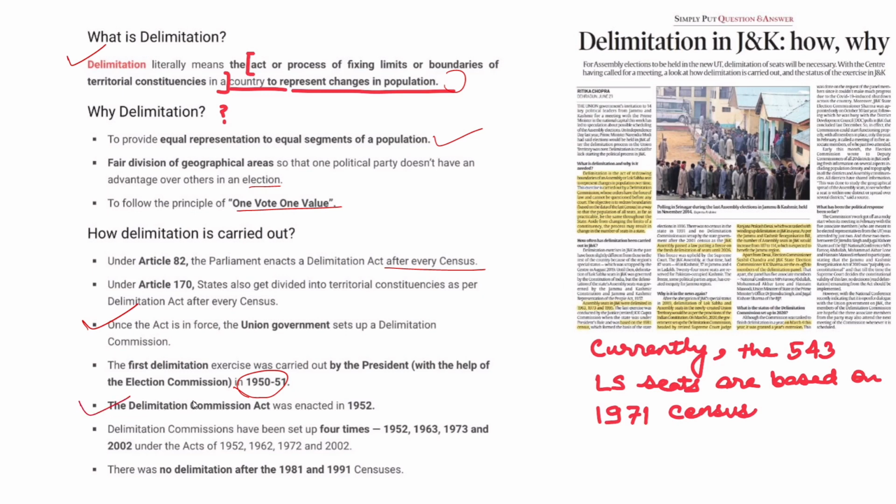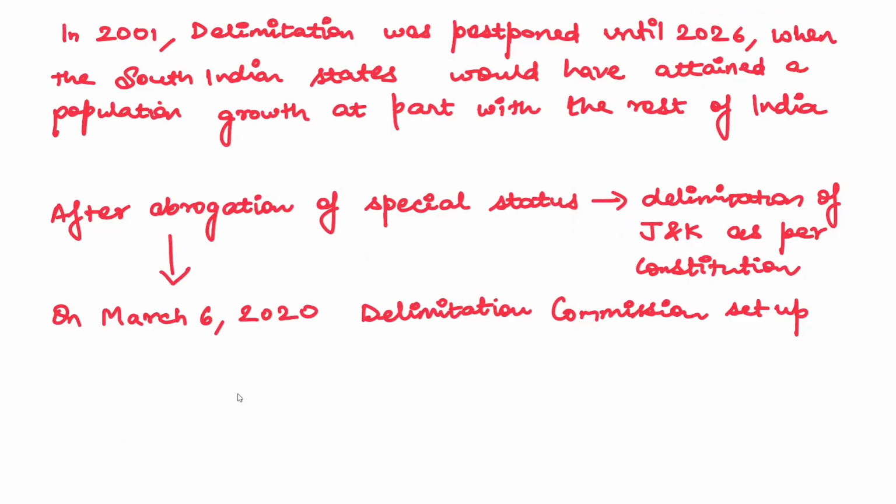India has witnessed delimitation commissions 4 times: 1952, 63, 73 and 2002. In 2001, delimitation was postponed until 2026, when the South Indian states would have attained a population growth at par with the rest of India.